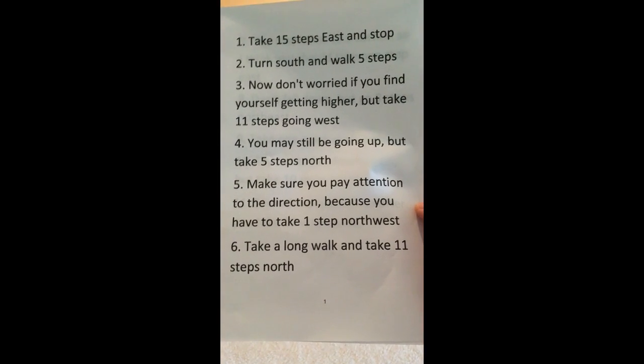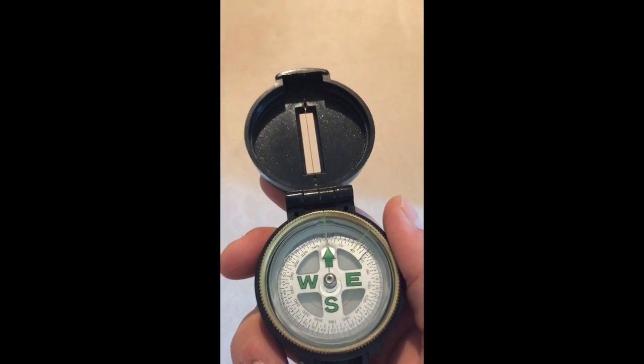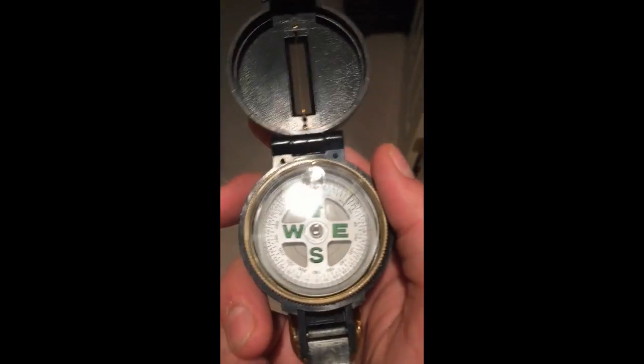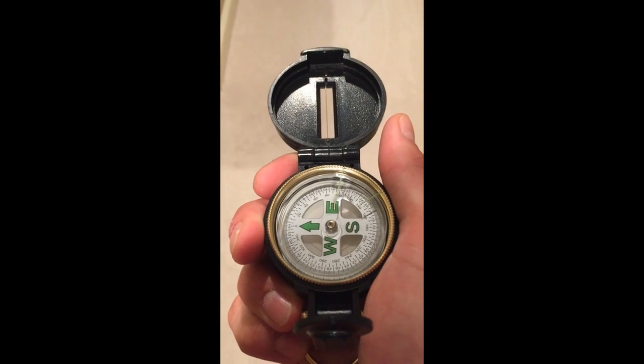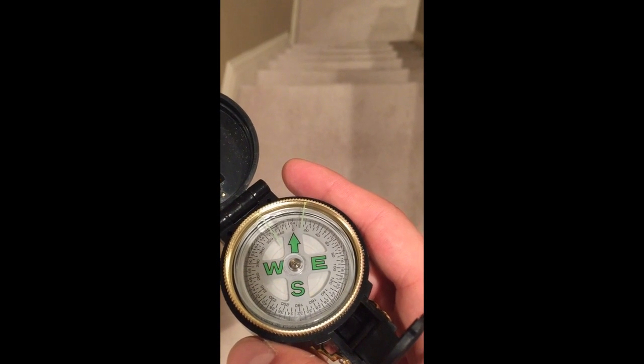Now I take a long walk and take 11 steps north. The arrow is pointing north, so we take 11. You may come to a corner, so I think you should take 1 step east. The compass says east, so 1. Don't fall down, but go 8 steps northeast. Alright, we've got to go in between the north and the east, so 8 steps.